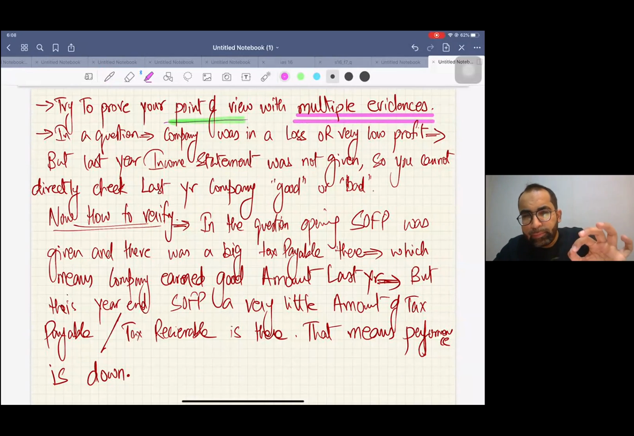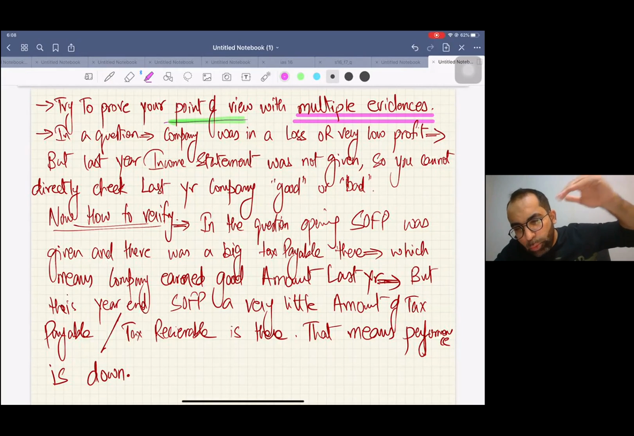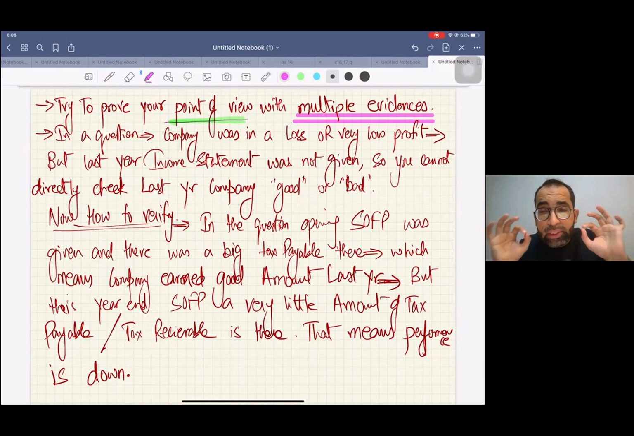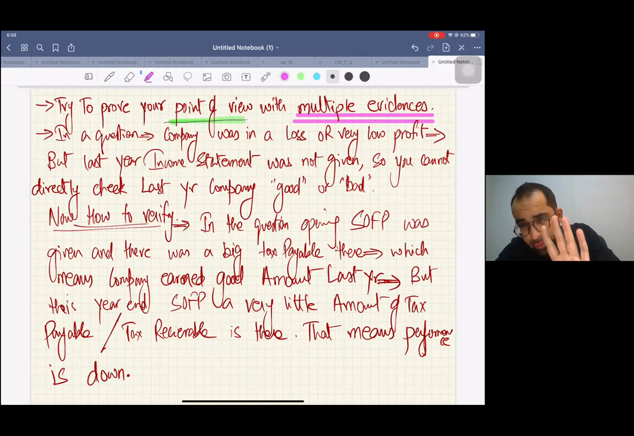For example, you have observed that the company's performance is going down. Now prove it using multiple evidences. You can prove it through sales, that sales is on decline, right? You can prove it through different profitability ratios and a few more techniques.